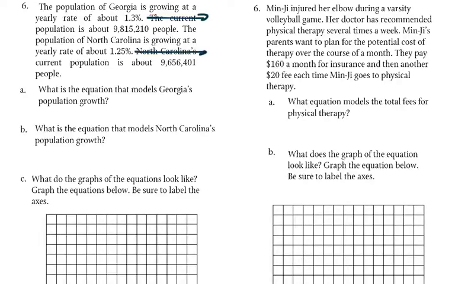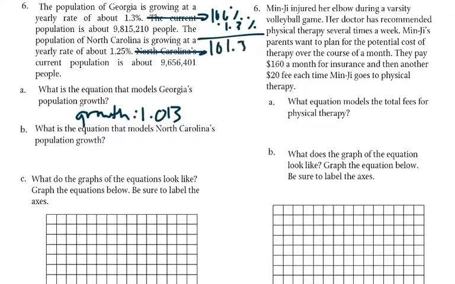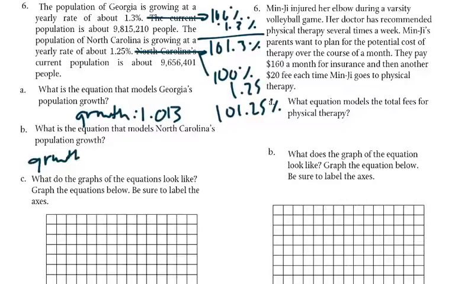Okay, well, Georgia. So remember, percent growth, think of it as 100% plus the 1.3%. So their growth is really 1.013, because we have to do it as a decimal, because when I add those percents, it's 101.3%. North Carolina would be 100% plus our growth, 1.25, so 101.25%, or the growth would be 1.0125.